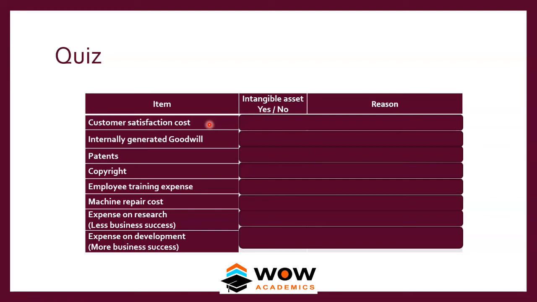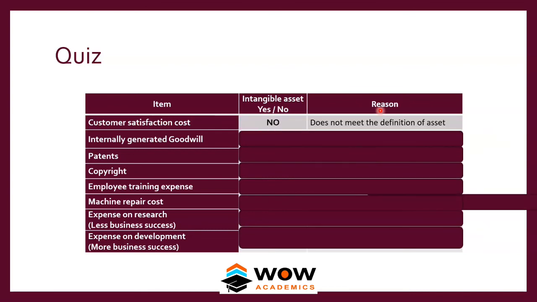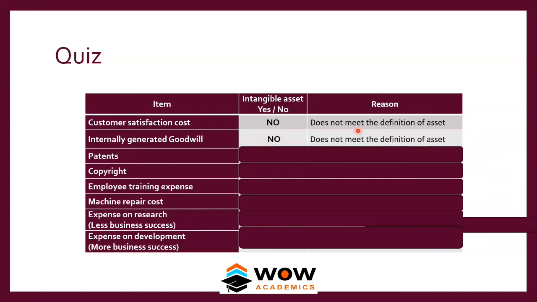An asset is a resource controlled by the entity. With customer satisfaction, we have spent money, but we cannot control their satisfaction. So it does not meet the definition of an asset. Internally generated goodwill: we have generated goodwill or a brand or something. Can we show that as an asset? Again, the answer is no, because we cannot reliably measure it. It does not meet the definition of an asset. How do you measure goodwill? Goodwill has built up over the last 10 years, so how can you measure it? That becomes a problem.